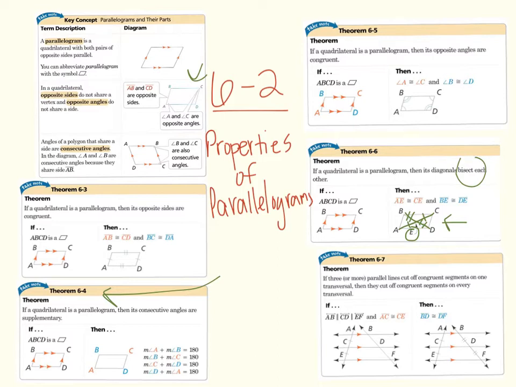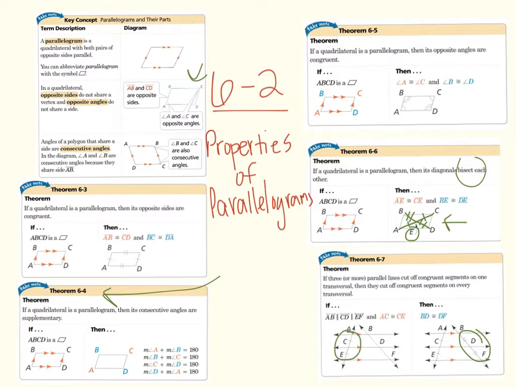And then the last theorem that you need to know for this section says that if 3 or more parallel lines cut off congruent segments on one transversal, then they cut off congruent segments on every transversal. So if AB is parallel to CD and EF, and AC is congruent to CE, that's important. If those are congruent, then we know that these are congruent as well.